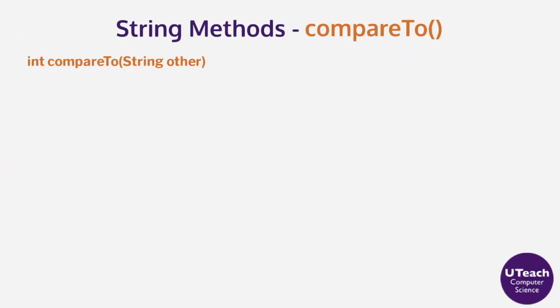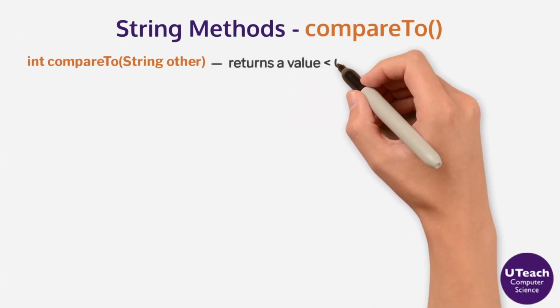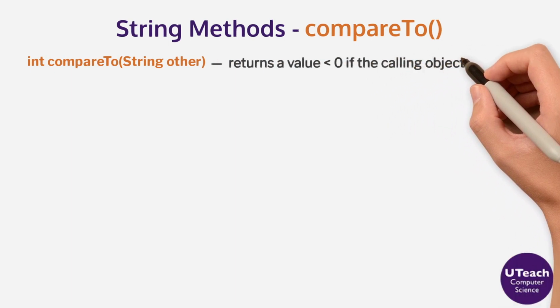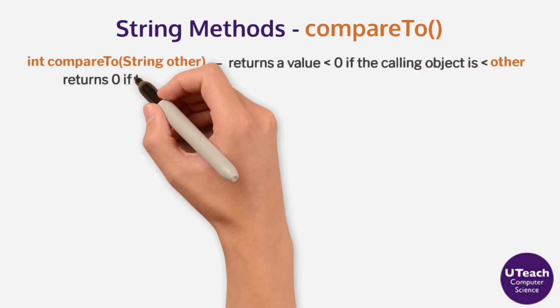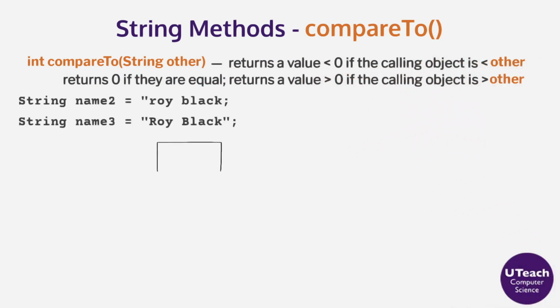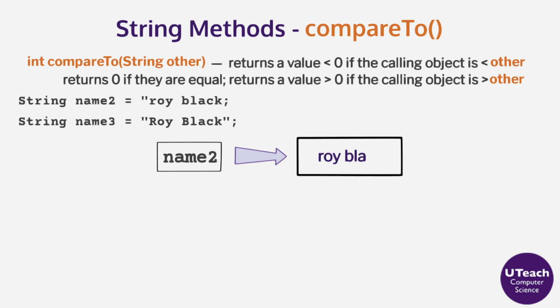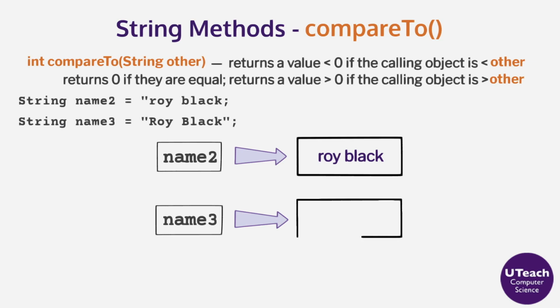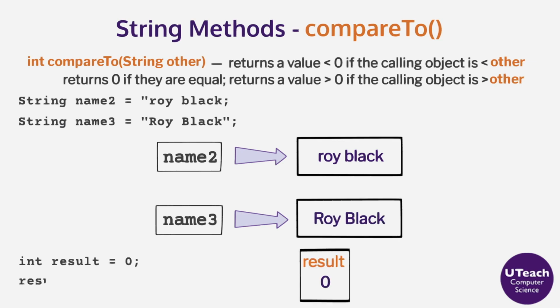The compareTo method returns a value less than 0 if the calling object is less than the parameter other, or returns 0 if they are equal, or returns a value greater than 0 if the calling object is greater than the parameter other. If the code statement executes, result will be assigned a positive value, 1, greater than 0, indicating name2 is greater than name3.